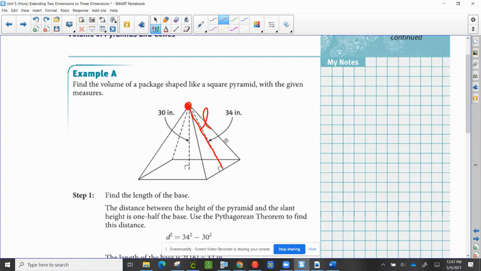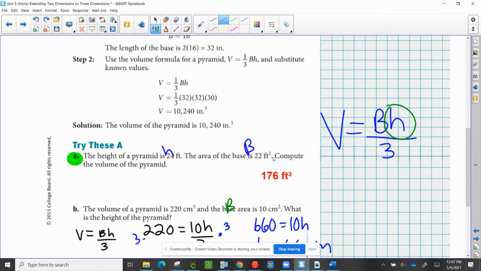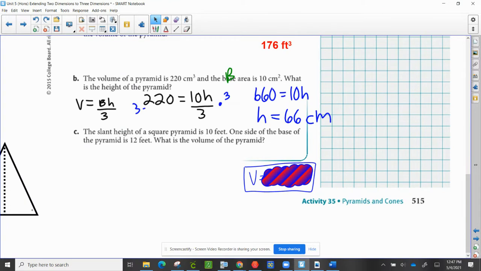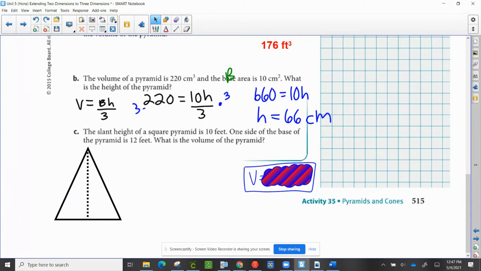Okay. So for a square pyramid, we have a base. Our lateral face is going to be a triangle. So for this problem, I just went ahead and drew a triangle here for our sides. Now, they're saying the slant height is 10. One of the bases is 12 feet.